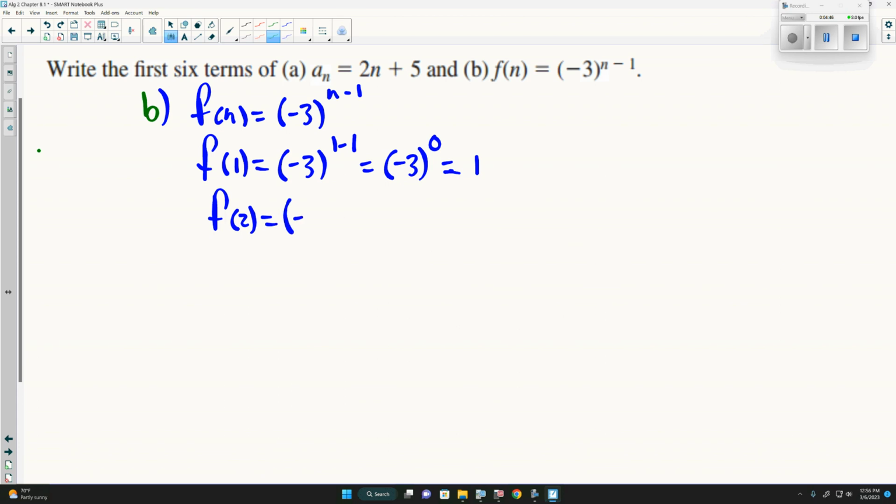Now we can do the same thing with 2. We'd say negative 3 to the 2 minus 1. Well, 2 minus 1 is 1. And negative 3 to the first would be what? Anything to the first power is just the number itself. So negative 3.